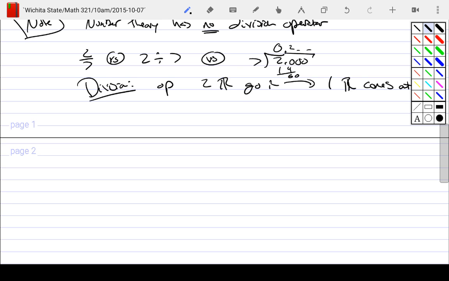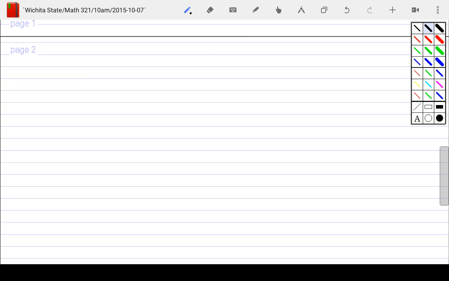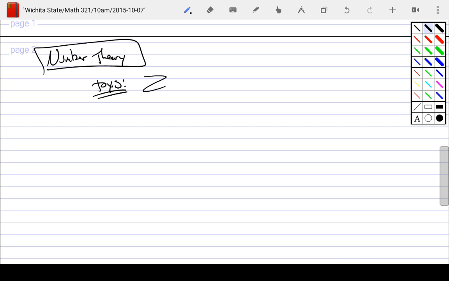Number theory has at its heart the first, in terms of number theory operation, okay, our toys are obviously just simply the ints. Our rules, or my ops, plus, times.